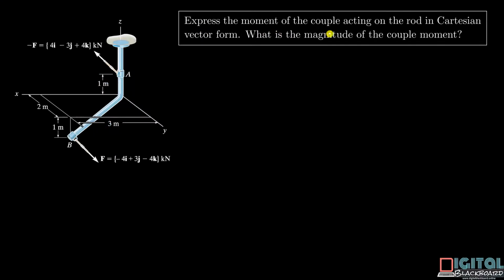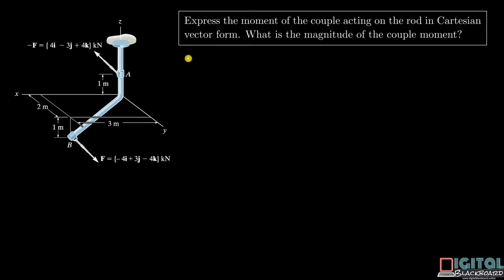Let's go through another example. Express the moment of the couple acting on the rod in Cartesian vector form and find out the magnitude of the couple moment. So shown on the left, we have a pair of forces that form a couple: the force minus F in the x direction at point A, and the force F in the x direction at point B. If we know the perpendicular distance that separates these two parallel forces, then we can easily find the couple moment using a scalar analysis. But in this case, it's not easy to find this perpendicular distance, and we will have to resort to a vector analysis.